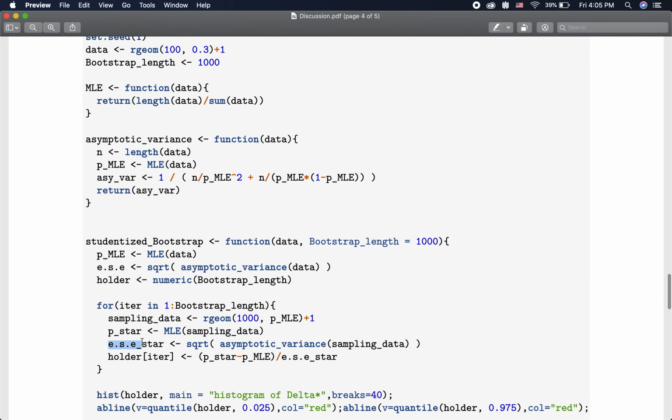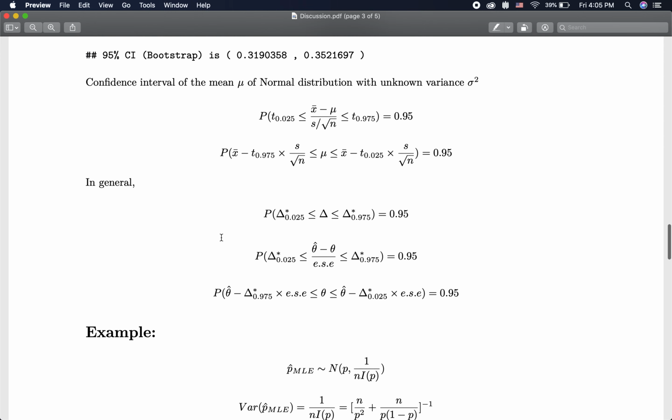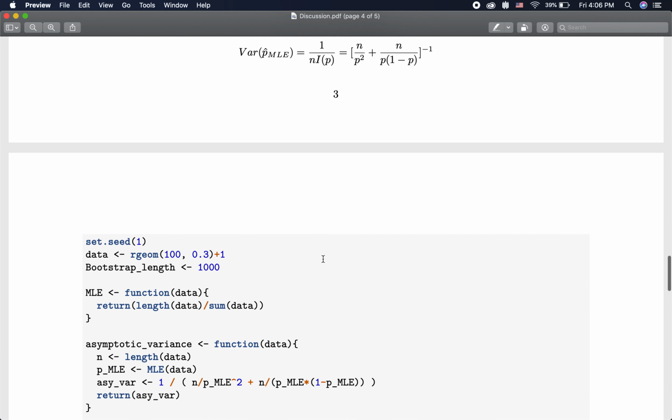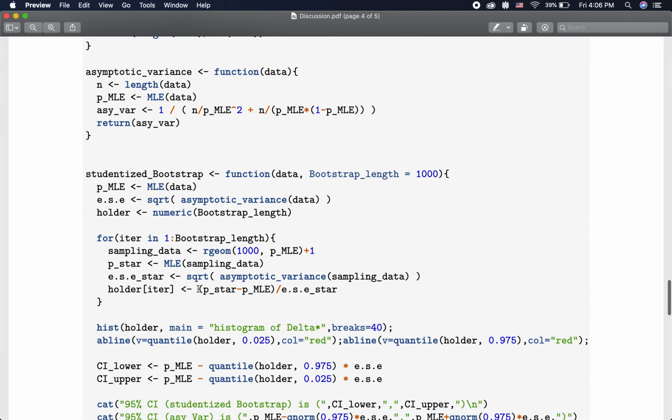Okay, so the estimated standard error star is also the square root of the asymptotic variance from the sampling data. So from the sampling data, we get this P star and the ESE star. That is here. We get that for each of the sampling data, and we get the denominator. And then we construct this delta by using the MLE of the sampling data minus the true zeta, which is what we locked down at the beginning, over the estimated standard error from the sampling data. That is what this part is doing.